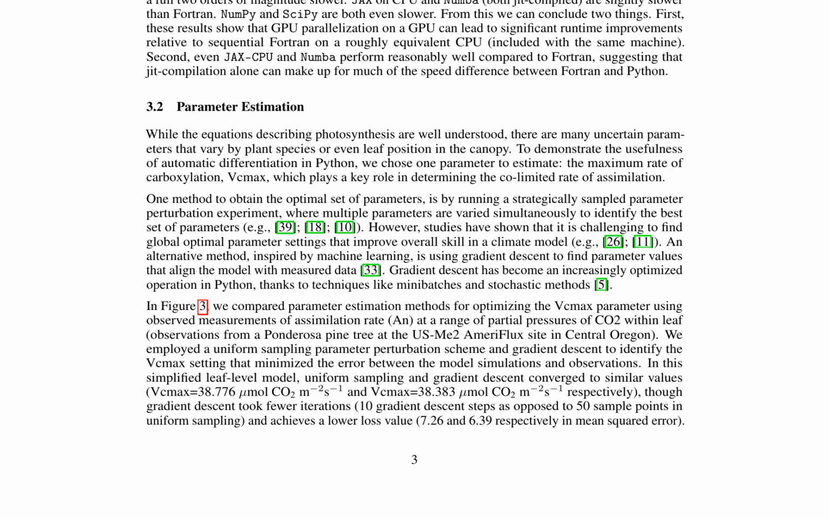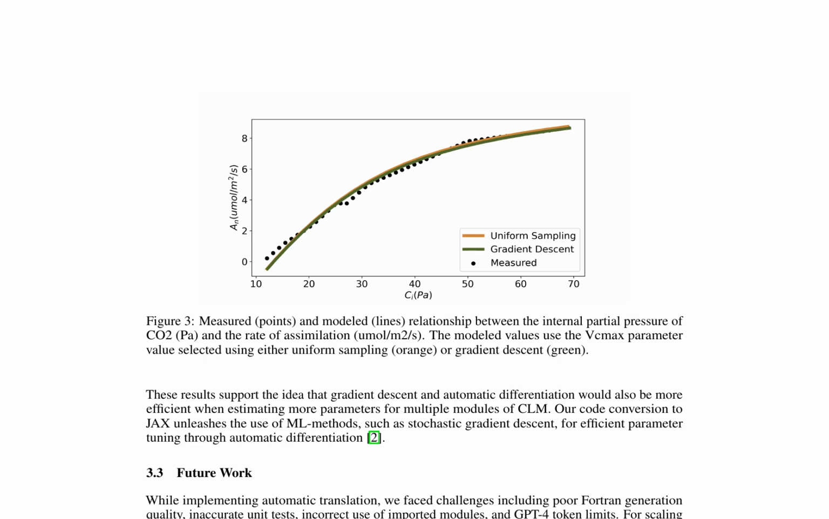The study also explores parameter estimation for the maximum rate of carboxylation, VCmax, a key parameter in determining the CO2-limited rate of assimilation. By employing gradient descent and uniform sampling methods, the paper shows that gradient descent can efficiently find optimal parameter settings, requiring fewer iterations and achieving a lower loss value compared to uniform sampling. This suggests that using ML methods such as stochastic gradient descent for efficient parameter tuning through automatic differentiation would be beneficial for future work in CLM.